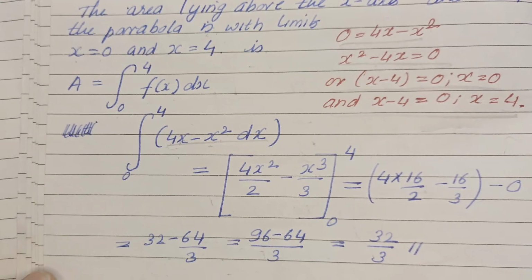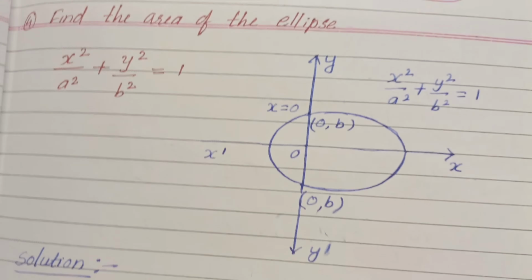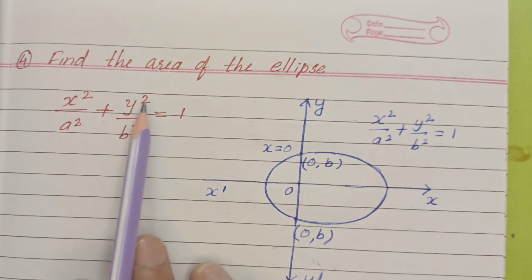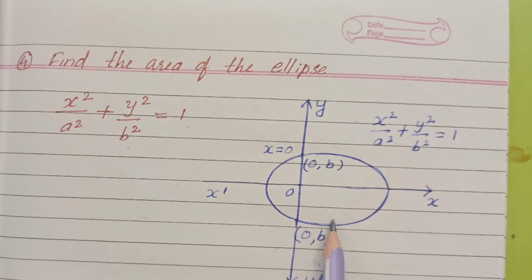So now let's go with the other question, a similar question. Here it says find the area of the ellipse, where x square by a square plus y square by b square is equal to 1. In this case, ellipse means this diagram. Now you will be knowing where it is lying.